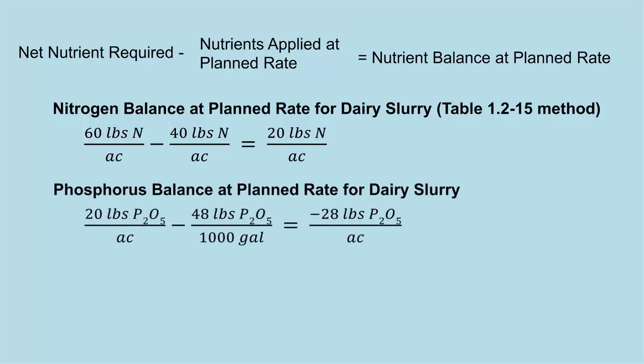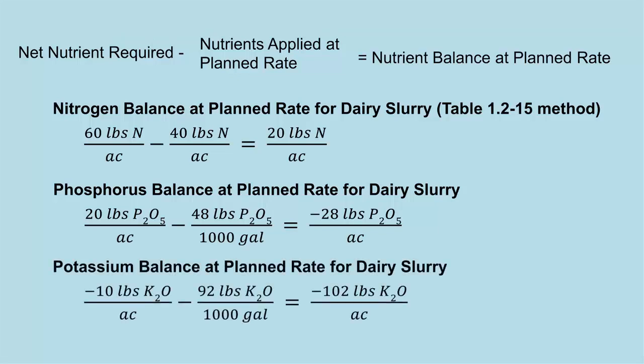For P2O5, we only needed 20 pounds P2O5 per acre, and we applied 48. 20 minus 48 gives us a negative 28. The negative indicates that we applied 28 pounds more P2O5 than was needed by the crop.